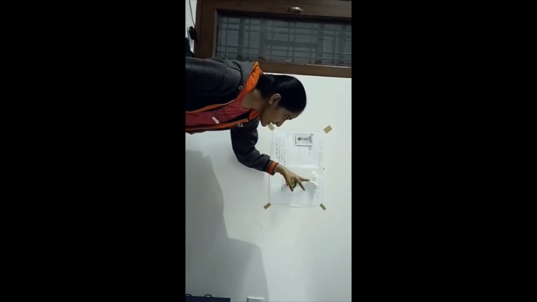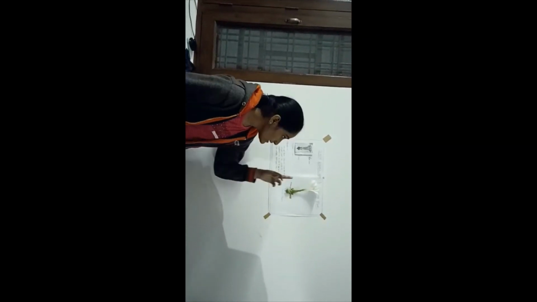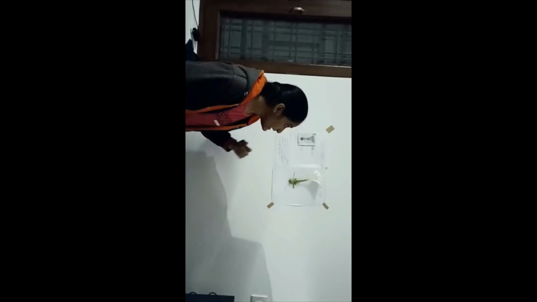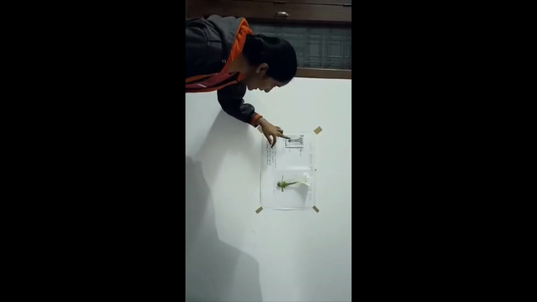This is datura flower. In this, stamen produces male sex cells in the pollen grains. The carpel produces female sex cells in ovules in the ovaries. Carpels have three main parts.